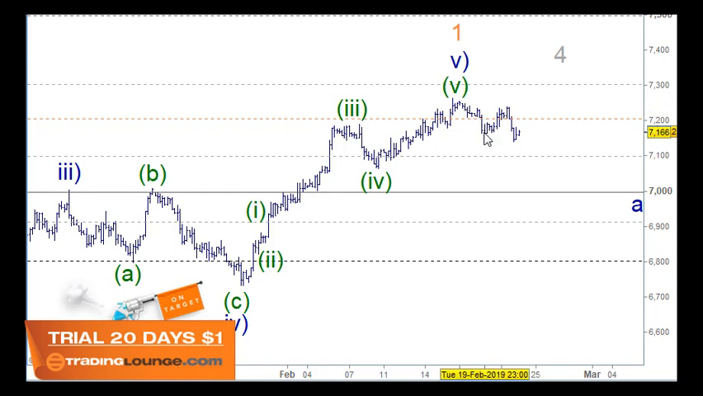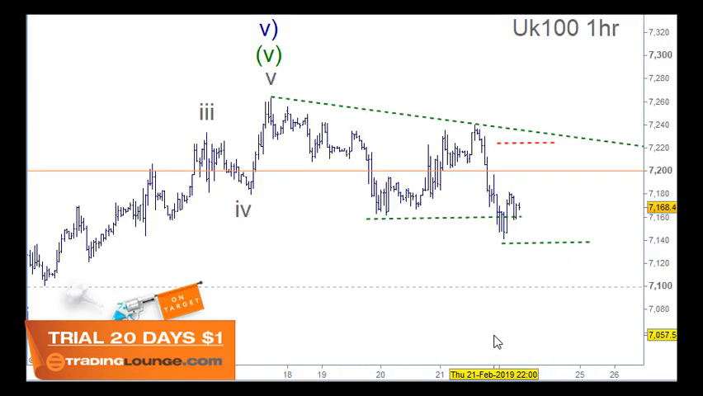Because we got 5 here, that means that after correction we've got 5 here. But really that also looks like an A and a B and a C here, doesn't it? So we really need to see another 5 waves down from here before we can do anything. So let's just go to the 1 hour chart in here.